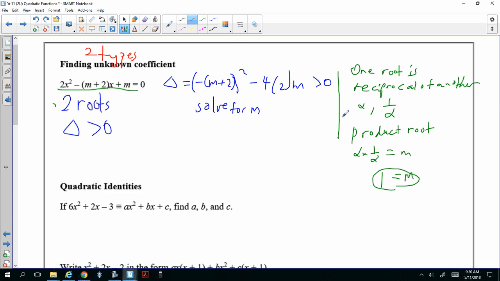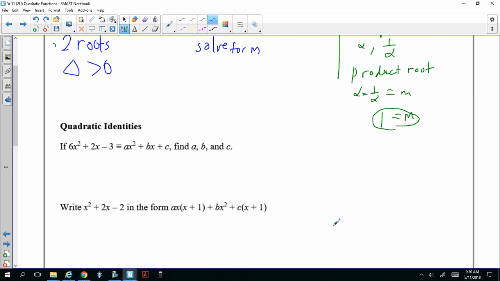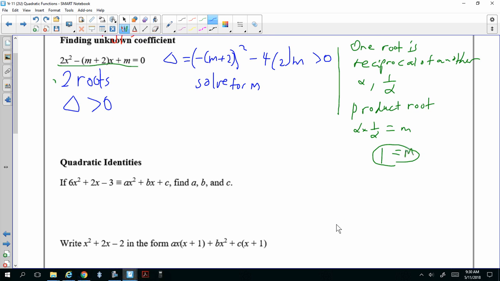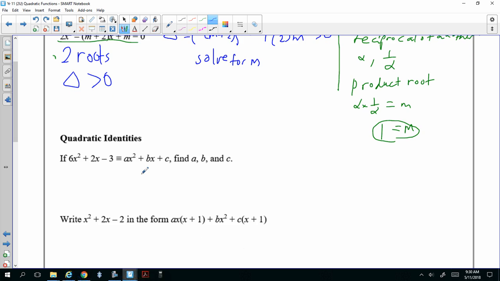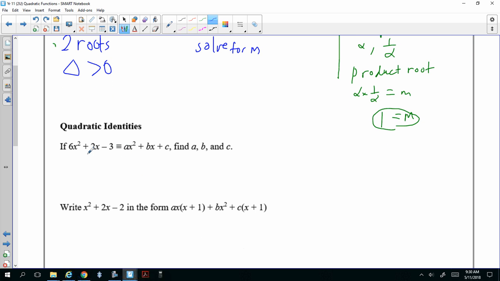Okay, once you do this, we're going to move on. There's not much I could say. Okay, then we have the quadratic identities. So all you have to do is just match coefficients. A is 6, B is 2, and C is negative 3. Like that.